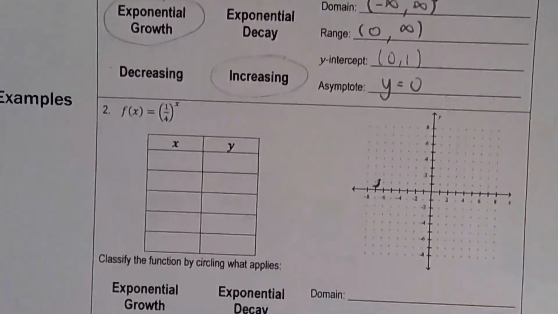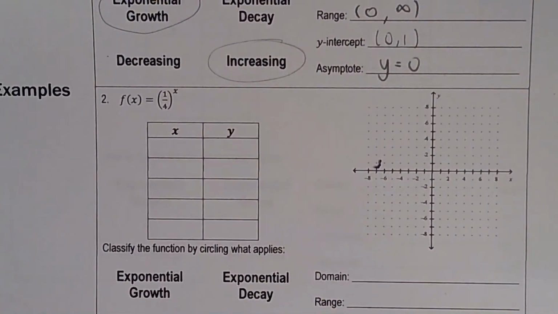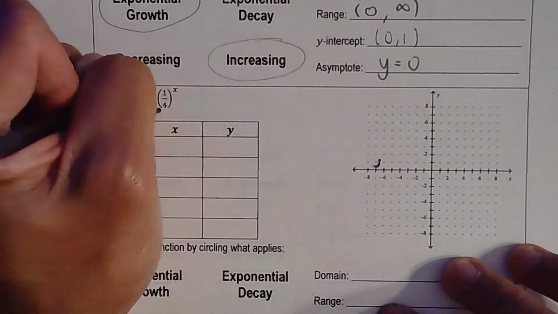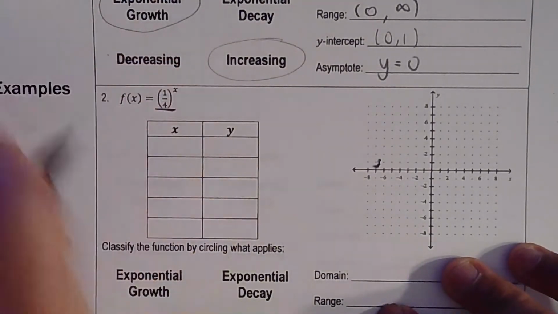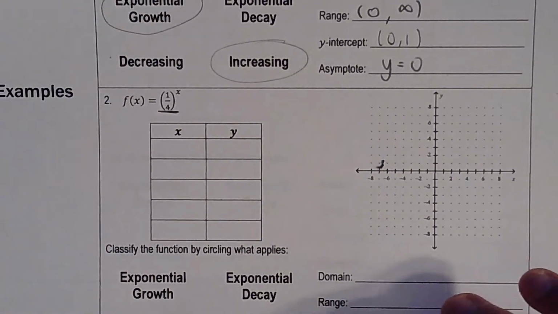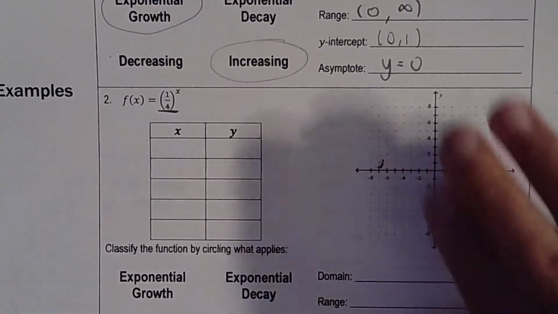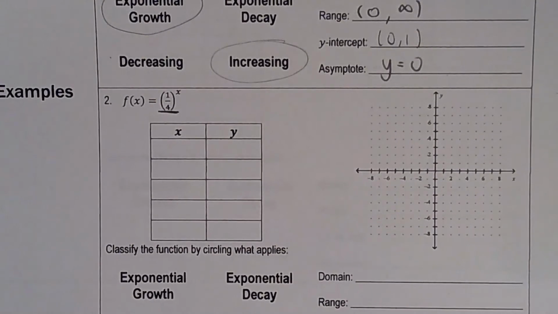Moving on. Number 2, we have 1/4 raised to the x power. If b is less than 1, this is our b right here, we know it's going to be exponentially decreasing. Let's use the same numbers that we did before.